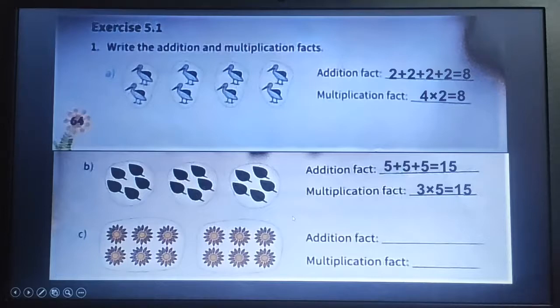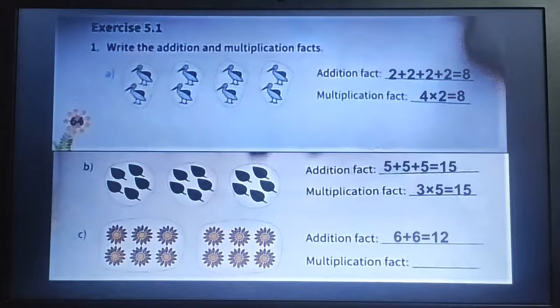Likewise, flowers. Let us see in how many groups the flowers are divided. They are divided into 2 groups, and each group is having 6 flowers. So let us write the addition factor. 6 plus 6, that is equal to 12, and the multiplication factor, 6 into 2 is equal to 12.